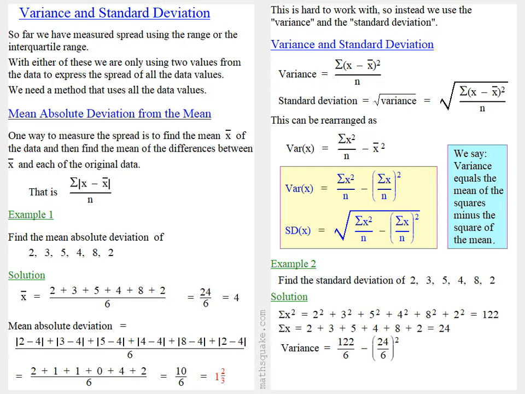Now if we substitute them in the variance formula, that gives us the sum of x squared over n is 122 over 6, and we take away the sum of the x's over n squared, which is 24 over 6 squared. Now that's 20 1/3 minus 16, which is 4 1/3. So the variance is 4 1/3, and the standard deviation is the square root of 4 1/3, which is 2.0817.